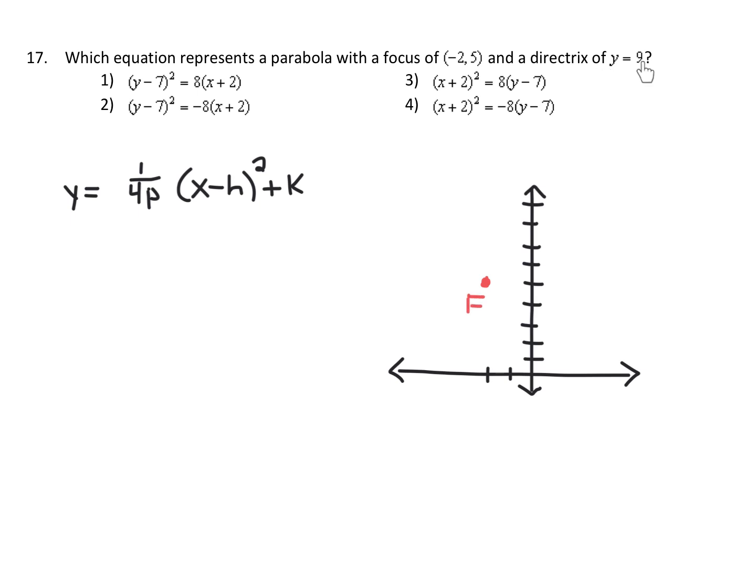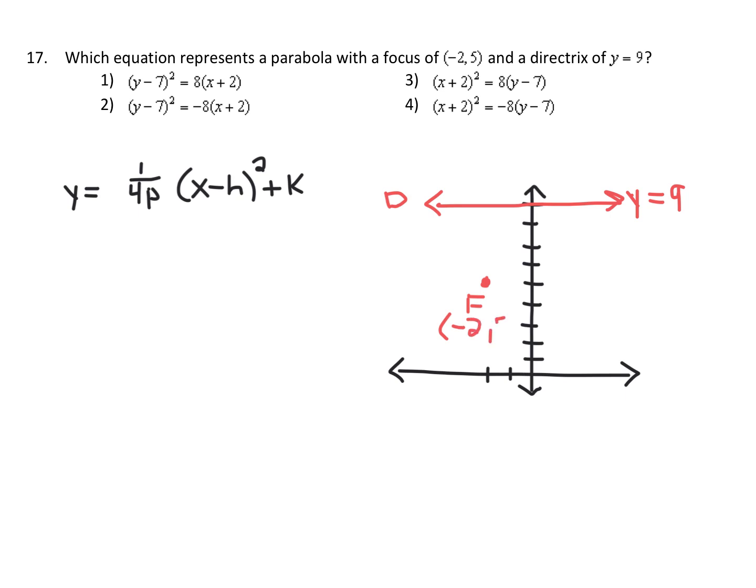All right, then it says we have a directrix at y equals 9. So y equals 9 is right up here, and it's just going to be a horizontal line. So that's our directrix. Okay, now, we know that, I'm just going to label these.